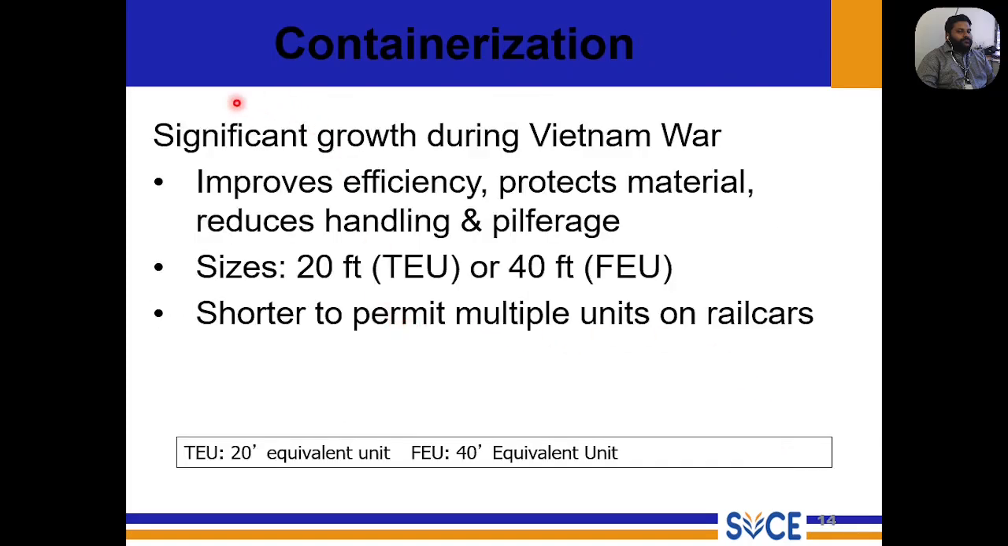When you talk about all this transport, we need to know about containers also. There was significant growth of containers, which improves efficiency, protects materials, and reduces handling and filtration. That is the major benefit of containerization. There are two sets of containers. In the industrial aspect, there are 20 feet or 40 feet containers, which are shorter to permit multiple units on rail cars. What do we mean by TEU? That is twenty-foot equivalent units, and FEU is forty-foot equivalent units.